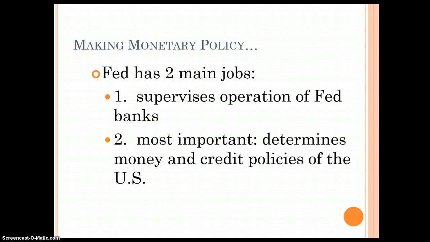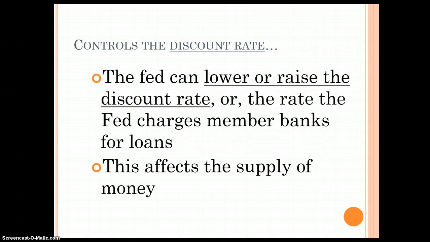So the Fed has 2 main jobs. They supervise the operations of the banks, and then they determine the money and credit policies. They use 3 tools. The first tool is the discount rate. They can raise or lower the discount rate. We'll talk about it in class.